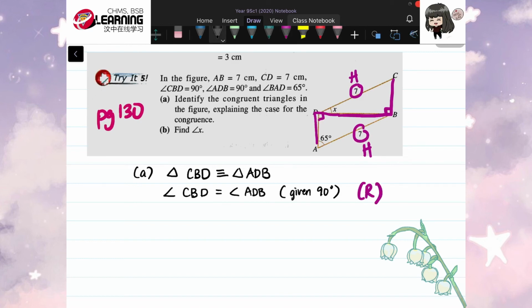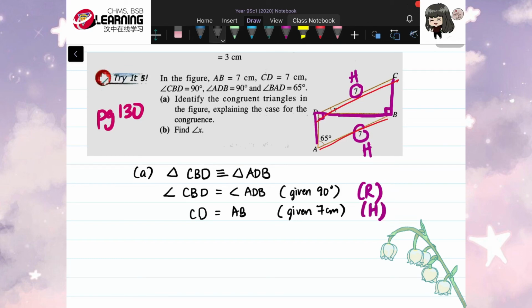Next is hypotenuse, H. So CD equals to AB. If I write BA, is this correct? No, because the order is not the same. So I must write AB. CD equals to AB. Or you can just look at the order here. CD equals to AB. See that? Because it's given 7 centimeter, this one is under hypotenuse.